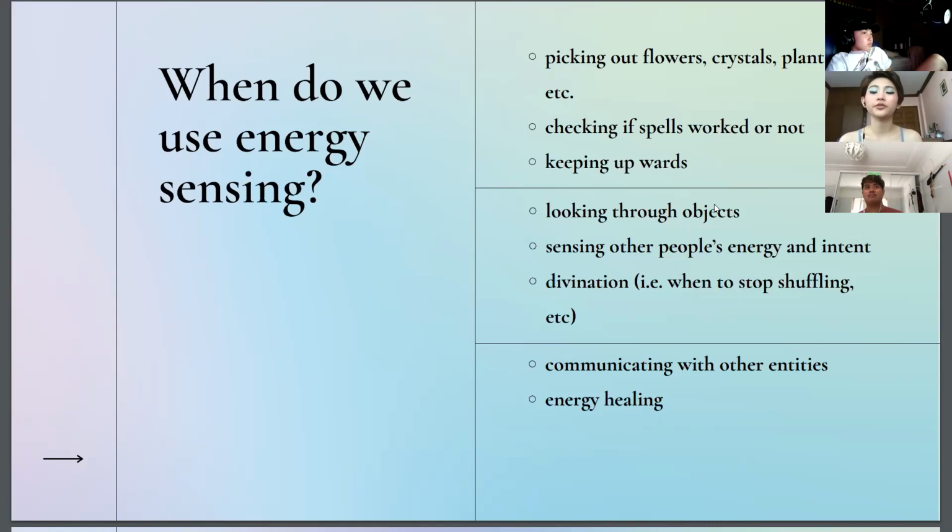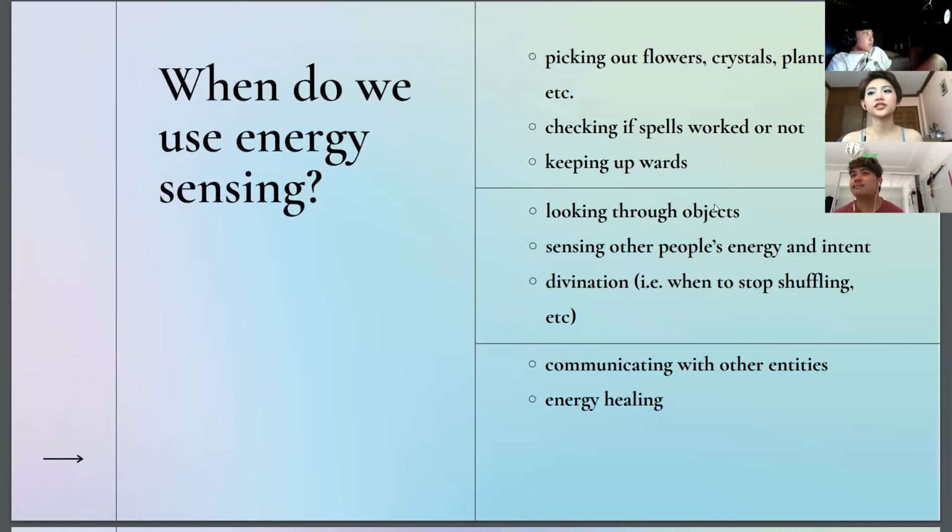Next is looking through objects. When you're in, for example, a metaphysical shop and you're looking through things that you want to purchase, you can draw out the inorganic energy from the objects. You can sense if it's something that you do want in your home or you don't want in your home. Next is sensing other people's energy and intent. I use this when I talk to other people that I just meet. This is something that will be really handy. You can see through people's genuine intent or see through people's facade by sensing their true energy.